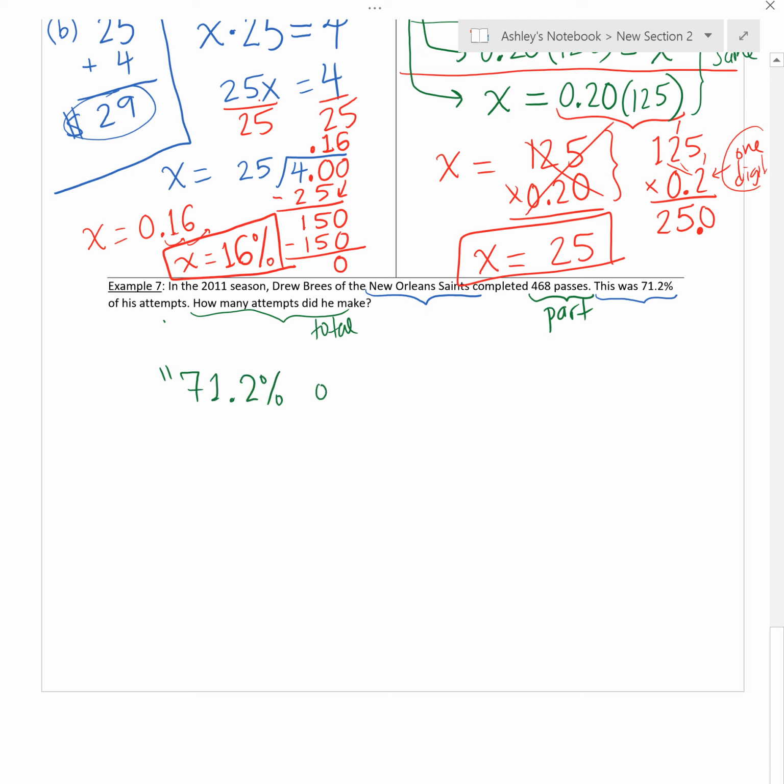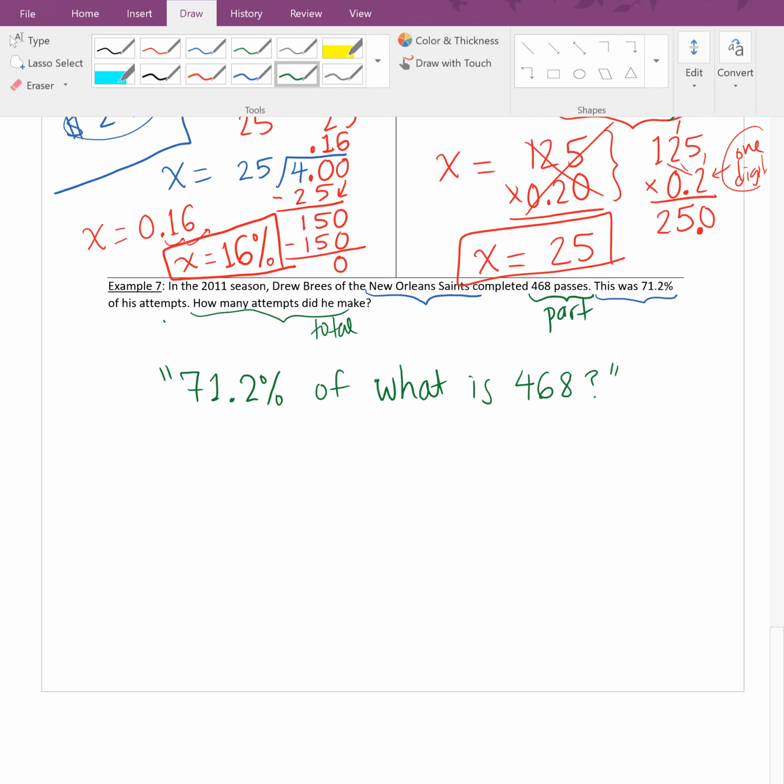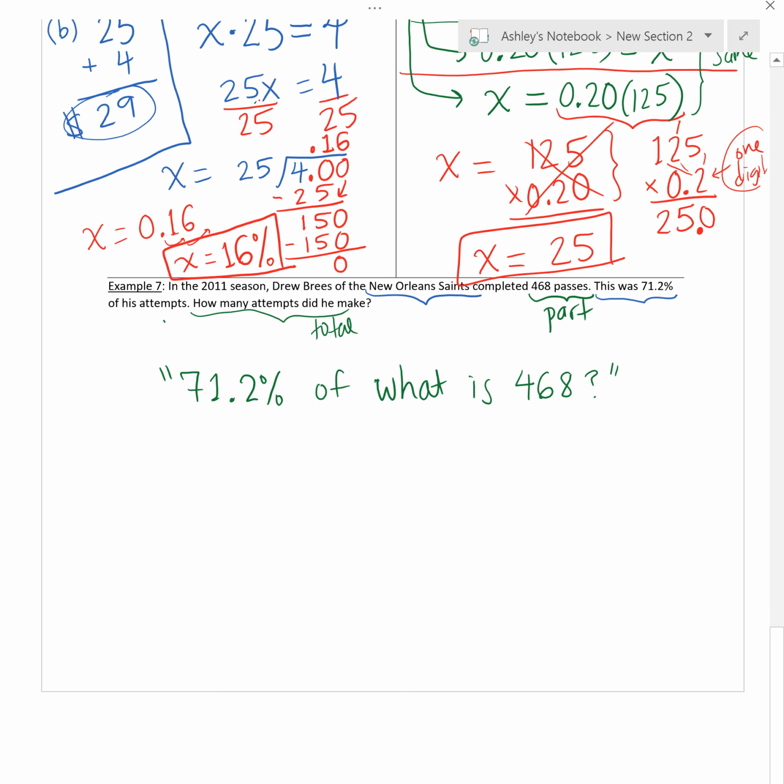71.2% of what? Because we don't know what we're taking of. The total is the part, which is 468. I think that sounds right. You think that sounds right? Yeah. Because 71.2% of the total attempts that he made was the number of completed passes, which is 468. All right, that makes sense to me.